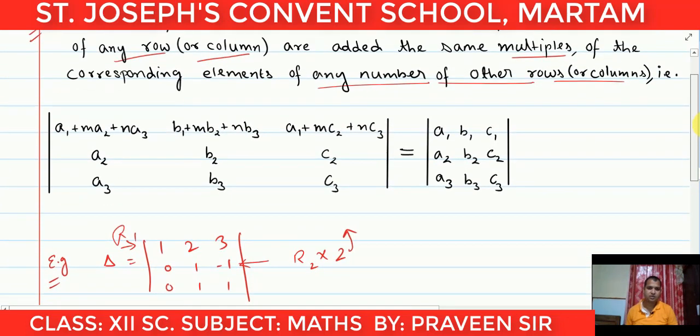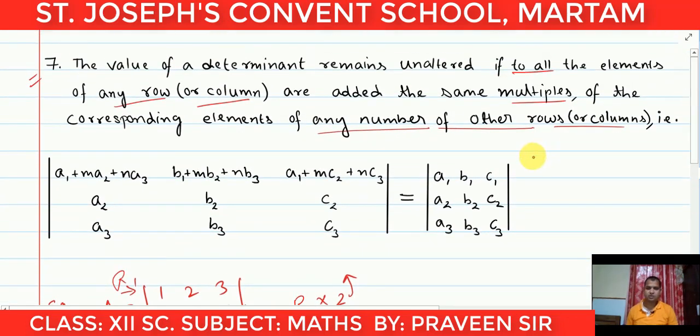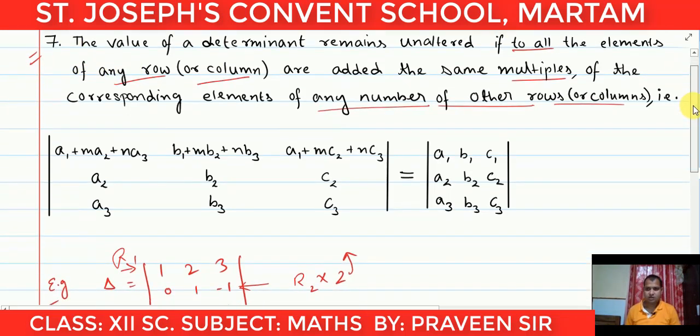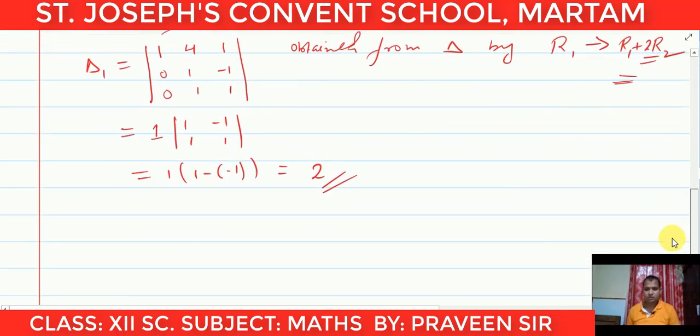So this is all about property 7. Please go through it. This property is important. Let's take one more example.